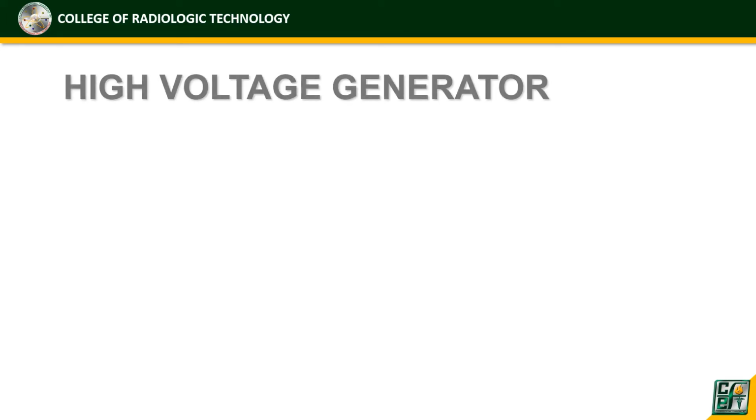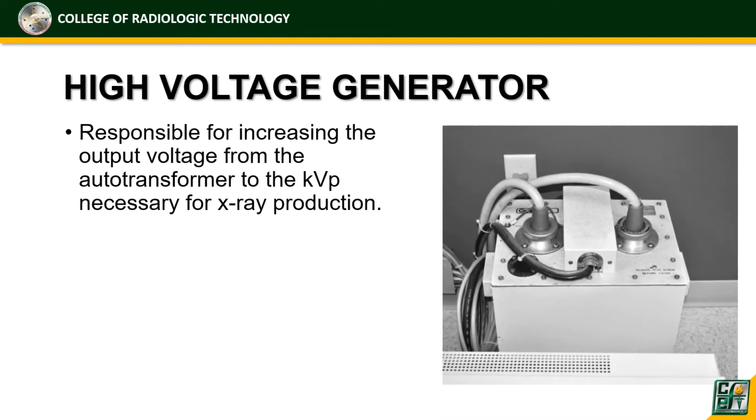Last is the high voltage generator. So basically, it is responsible for increasing the output voltage from the autotransformer to the kVp necessary for X-ray production. So it transforms voltage into kilovoltage.